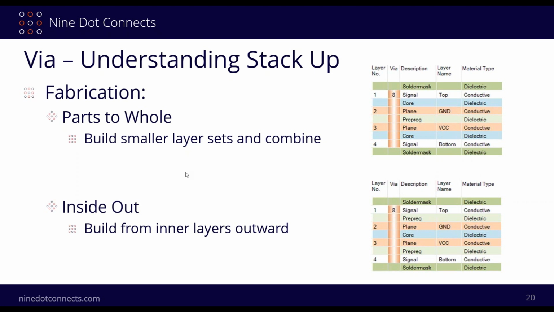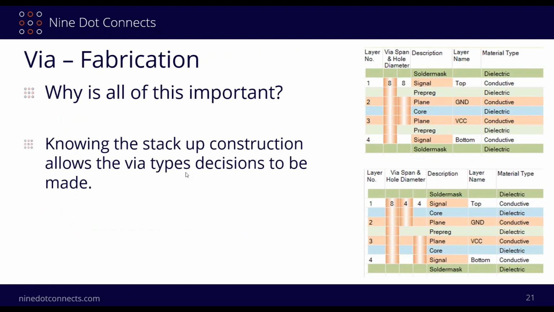So why is this important? Because it depends on whether or not you want to use a blind and buried via. So in our first example, we went inside out here. I can do a buried via because I know they're going to start with layers 2 and 3 because they're going to use a core material. So after they're done with 2 and 3, they can drill it and they can plate it, and then they can continue on with the process.